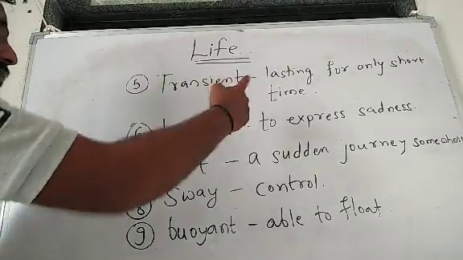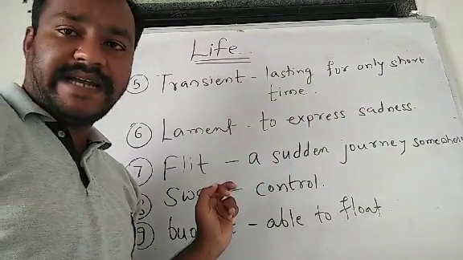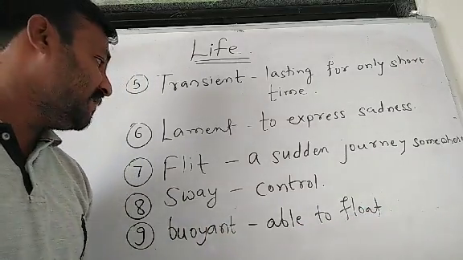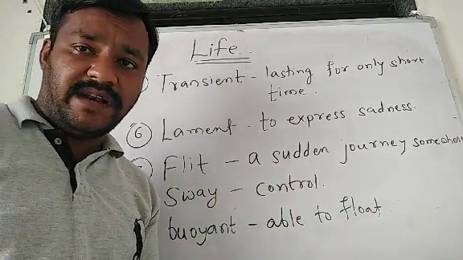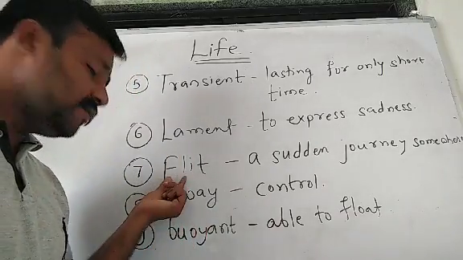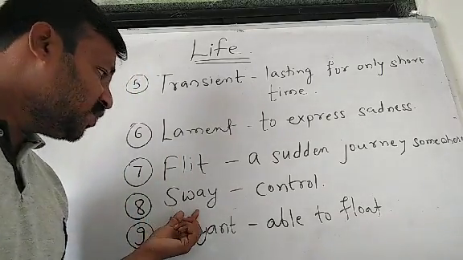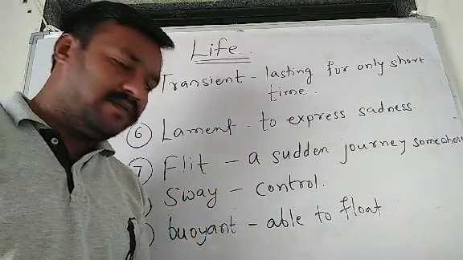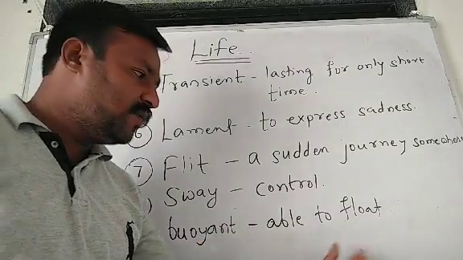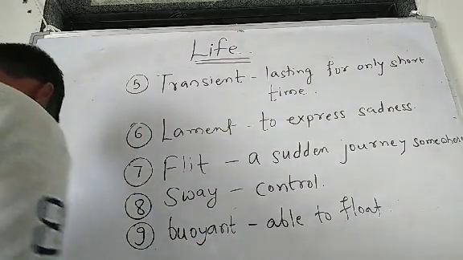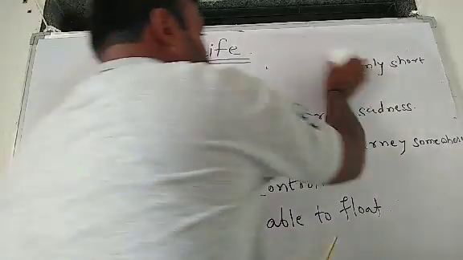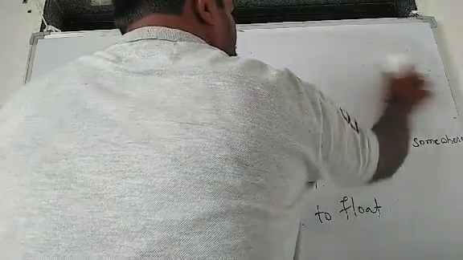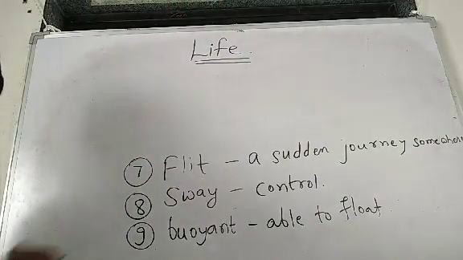Meaning of transient is what? Lasting for only short time. Lament, to express sadness. Fleet, a sudden journey somewhere. Sway means to control or else influence. And buoyant means what? Able to float. Now only two words I feel I should give you, and after completion of this we will start the poem.